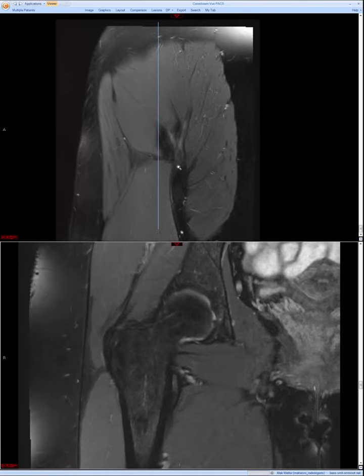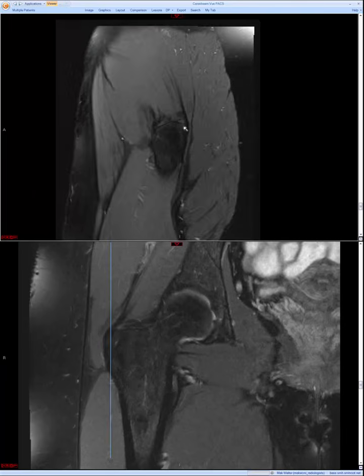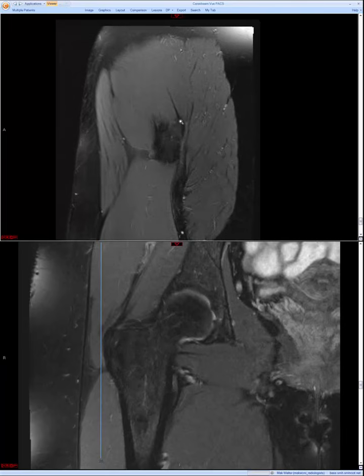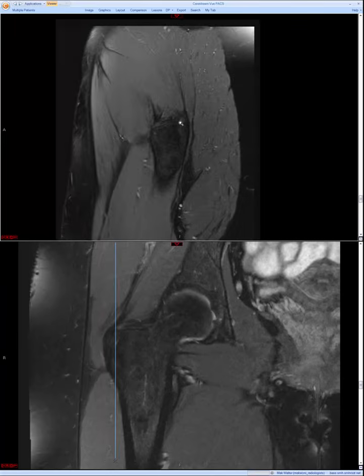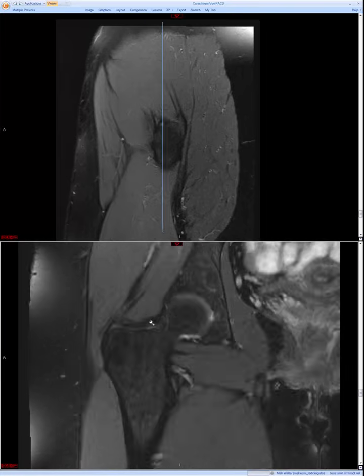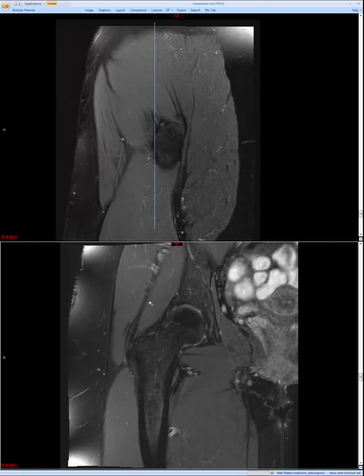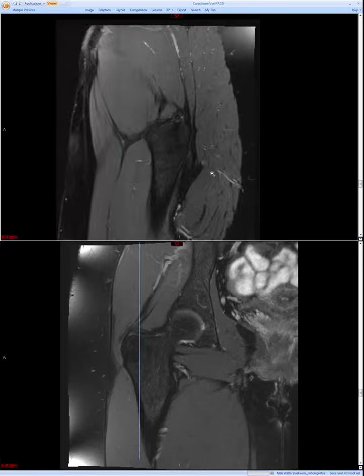So keep in mind that with the different tendon attachments, once again, if we see intermediate signal, we'll call tendinosis. If we see high signal, then we're going to start calling tears, either partial or complete. And if you see a complete tear, then I would also assess the muscle belly. Gluteus minimus is more medial, gluteus medius more lateral, and look for fatty atrophy or denervation.